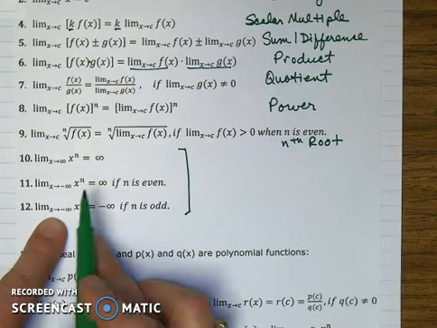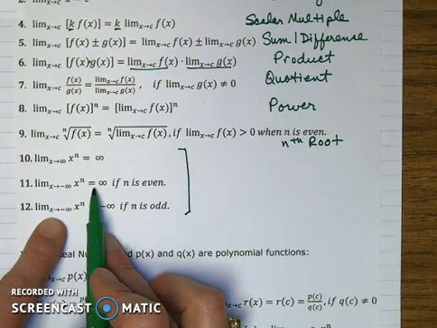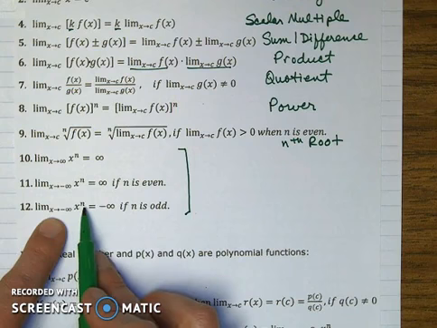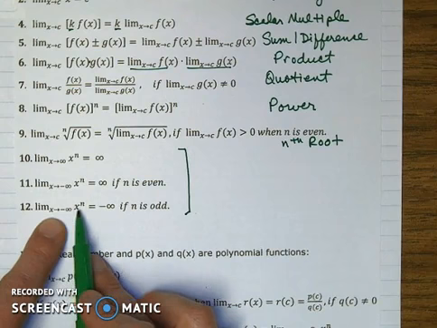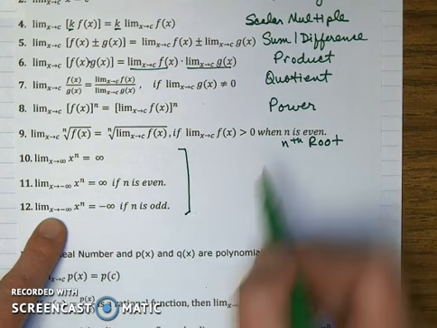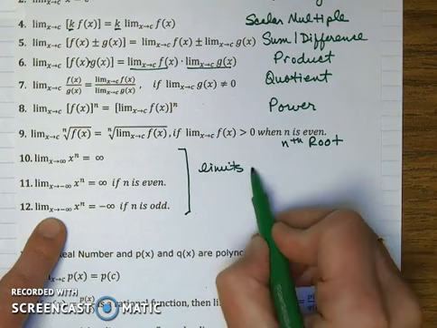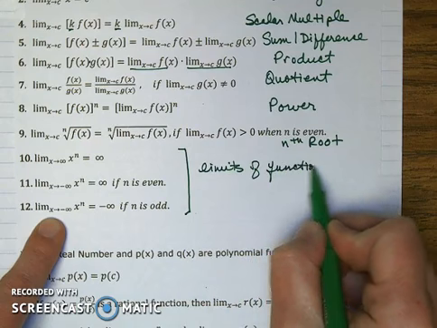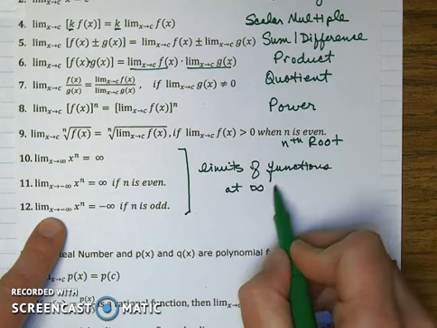If you have an even exponent, then as x approaches negative infinity, it's going to change that to a positive infinity. If it has an odd exponent, then as you approach negative infinity, it would still remain negative. So these are limits of functions at infinity and negative infinity.